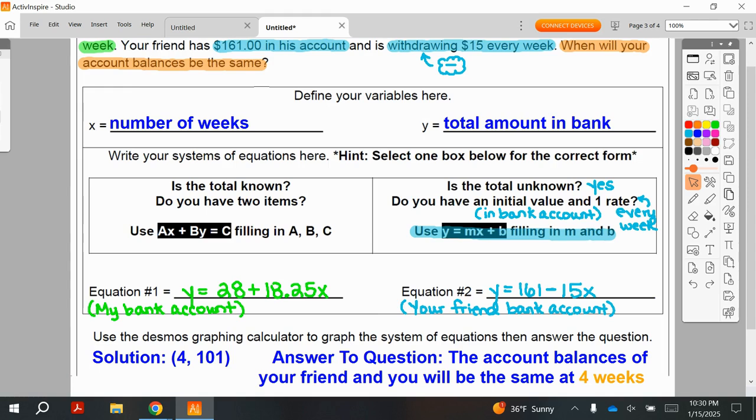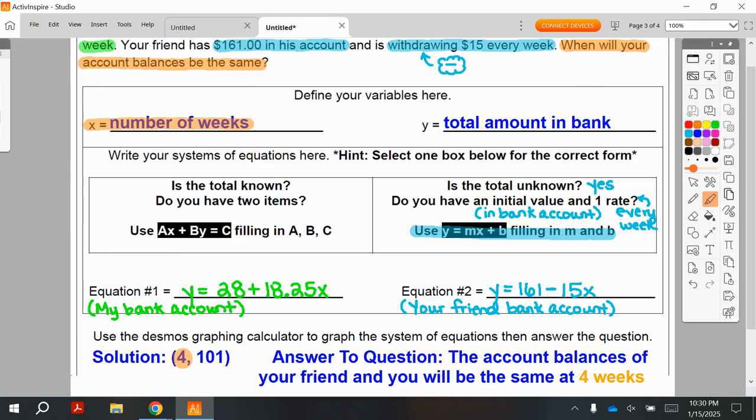The question I highlighted in orange at the top is, when will your account balances be the same? So the account balances of your friend and you will be the same at 4 weeks. How I knew it was 4 weeks is because weeks was my x value I defined in the beginning. And that's what I was looking for when specifically relating to the time, the number of weeks.